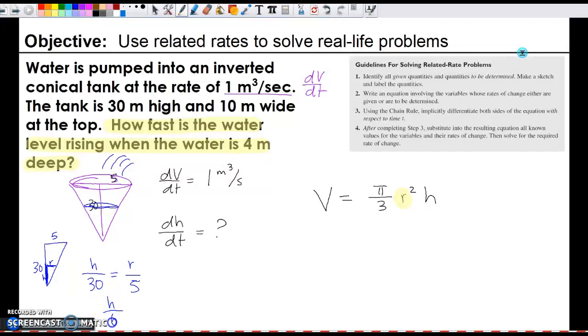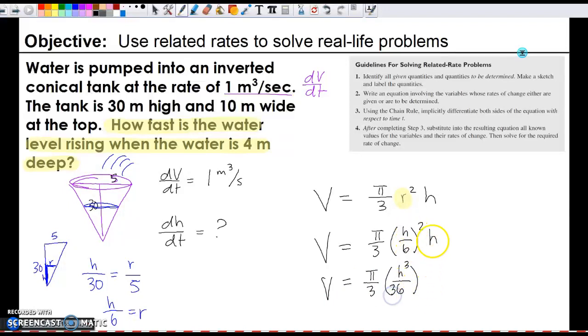The h over 6 would be r. And this substitution will help make my volume equation friendly to the differentials I have when I use the chain rule. So I'm going to use a substitution here, pi thirds. This r is going to become h over 6. I'll have to square that with that substitution, and h. So that means my volume equation becomes pi thirds times h to the third over 36. Again, I squared 6, excuse me, I squared that thing there and multiplied by h again, which ends up being pi over, which is like 36 times 3 would be 108, h to the third power.